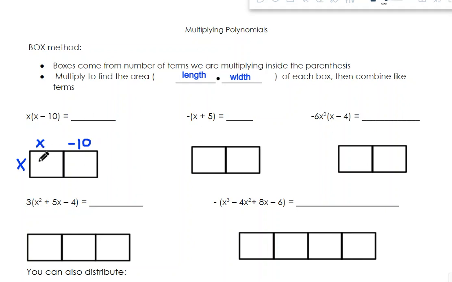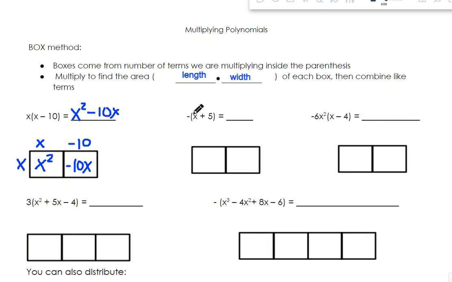To find the area of this box here, I would do x times x, and x times x, we know, is x squared. To find the area of this box, I would do x times negative 10. Well, that would be negative 10x. Now I can combine my like terms. Nothing to combine, so my answer is just that area box there, x squared minus 10x. Because I can't combine anything, I can't do anything else, that is my answer.